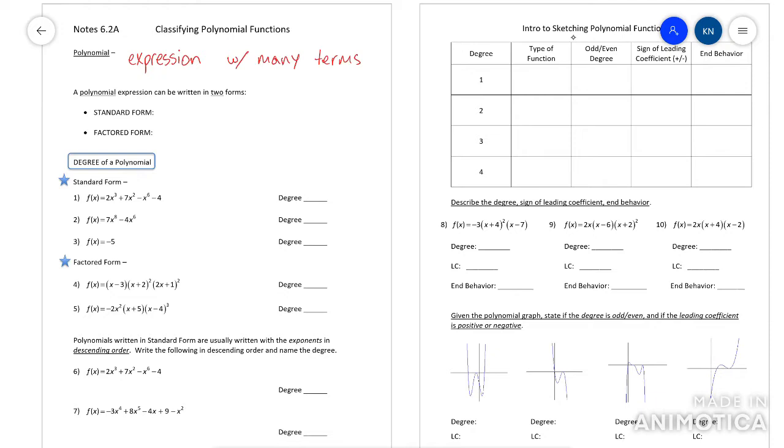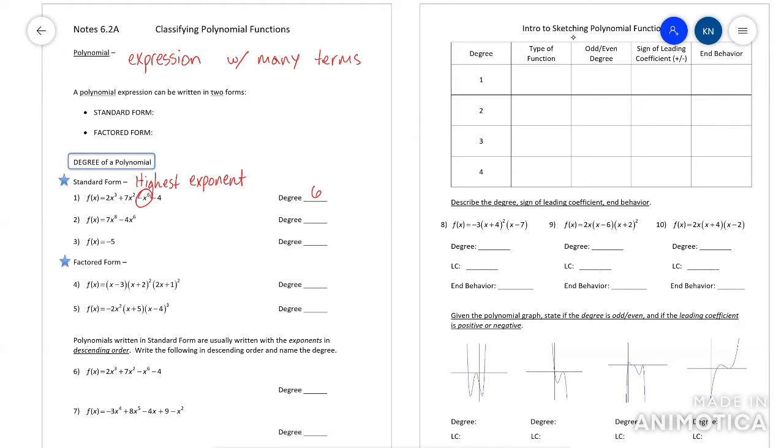Now, one thing you really care about is the degree. So in standard form, you go with the highest exponent. So here's what I mean by that. Look at number 1. 2x cubed comes first, but that's not the highest exponent. The highest exponent would be this minus x to the 6. So this would make it degree 6.